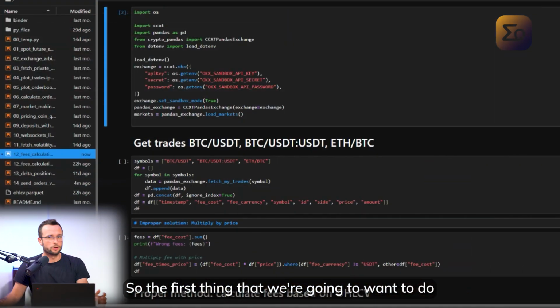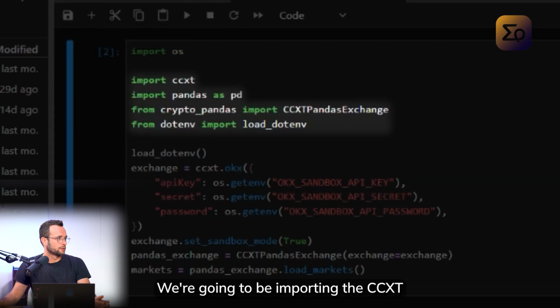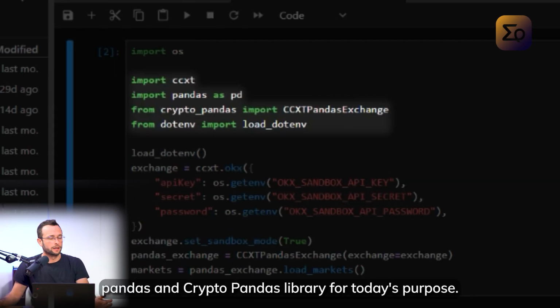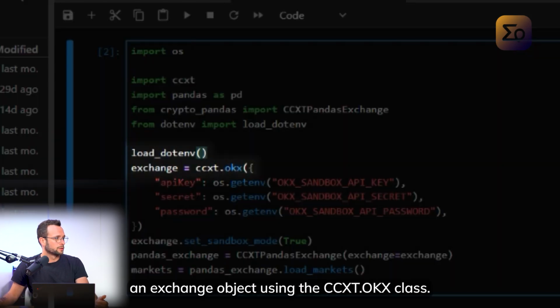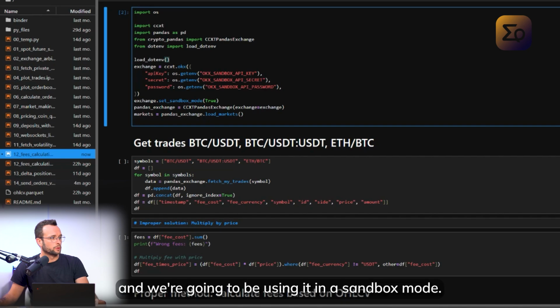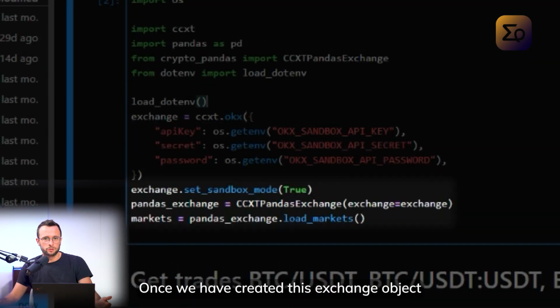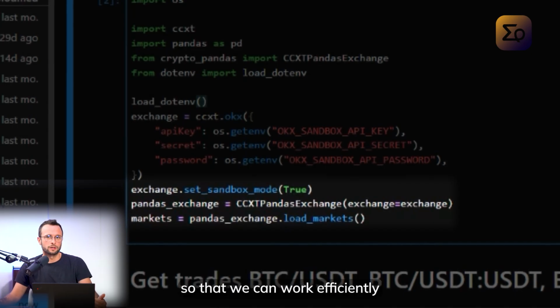So the first thing that we're going to want to do is import our necessary libraries. We're going to be importing the CCXT, Pandas, and CCXT Pandas library for today's purpose. Afterwards, we're going to initialize an exchange object using the CCXT OKX class. Today we're going to be using OKX, and we're going to be using it in the sandbox mode. Once we have created this exchange object, we can wrap it up in a CCXT Pandas exchange so that we can work efficiently between CCXT and Pandas.